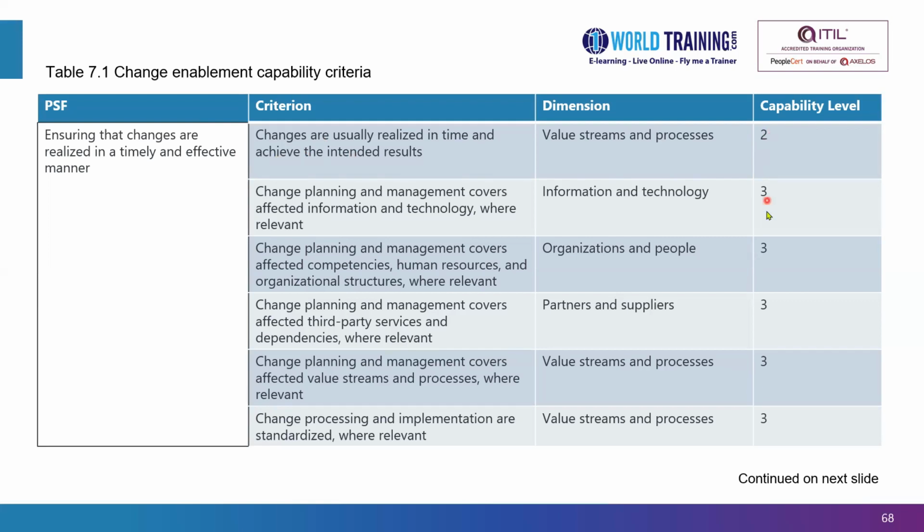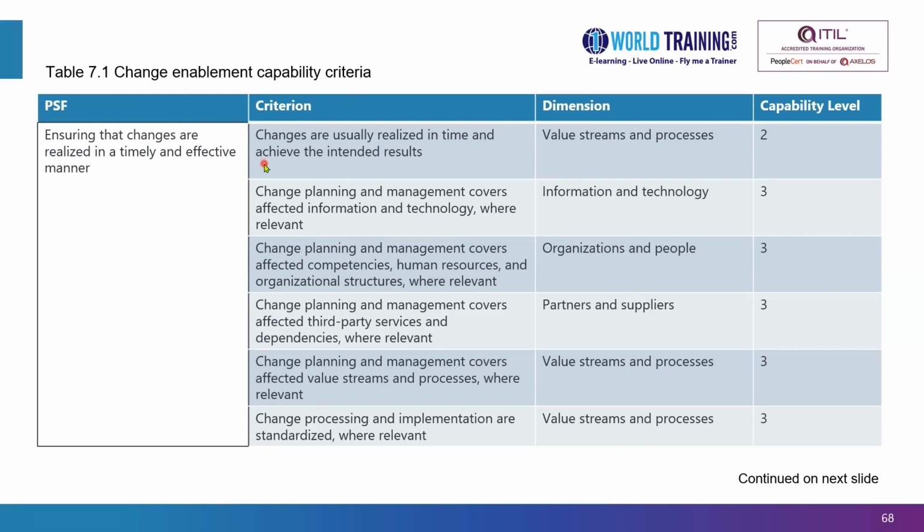As far as the capability levels are concerned, whether it is level 2, level 3, or level 4, you will gain more easier grasping of that when I show you another table afterwards. So at this moment, it may not be necessary for you to remember these levels in the last column. Of course, the dimension column is much more easier to remember because it is either value streams and processes, or information and technology, organizations and people, or partners and suppliers. And that will be very clear the moment you read the criterion against each PSF.